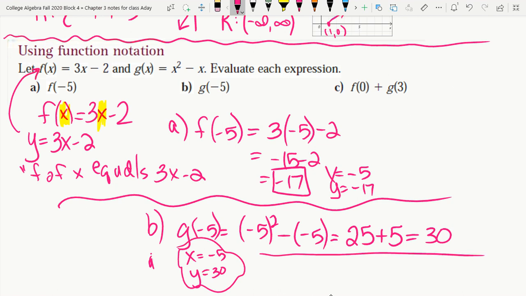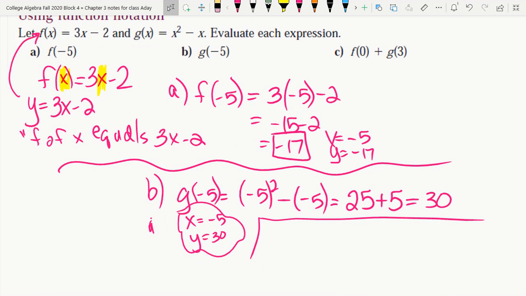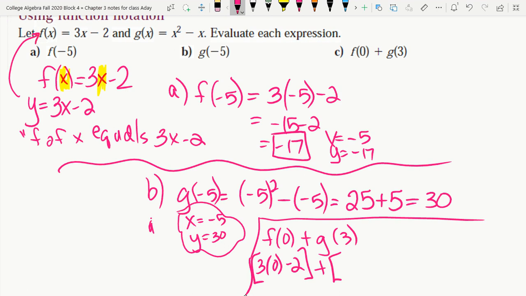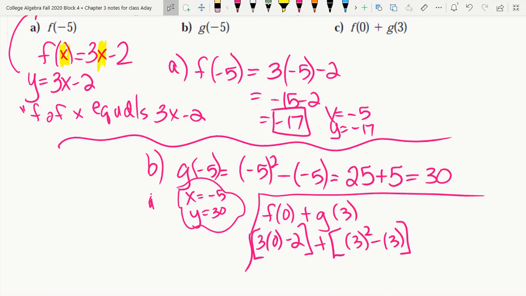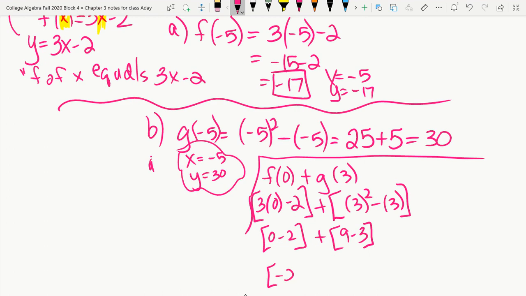And then let's look at letter C. So letter C says to find f of 0 plus g of 3. So f of 0 means I'm putting 3 times 0 minus 2. G of 3, let's put this in brackets, is 3 squared minus 3. Working that out, 3 times 0 is 0 minus 2 plus 9 minus 3. And so then I get negative 2 plus 6, 4.